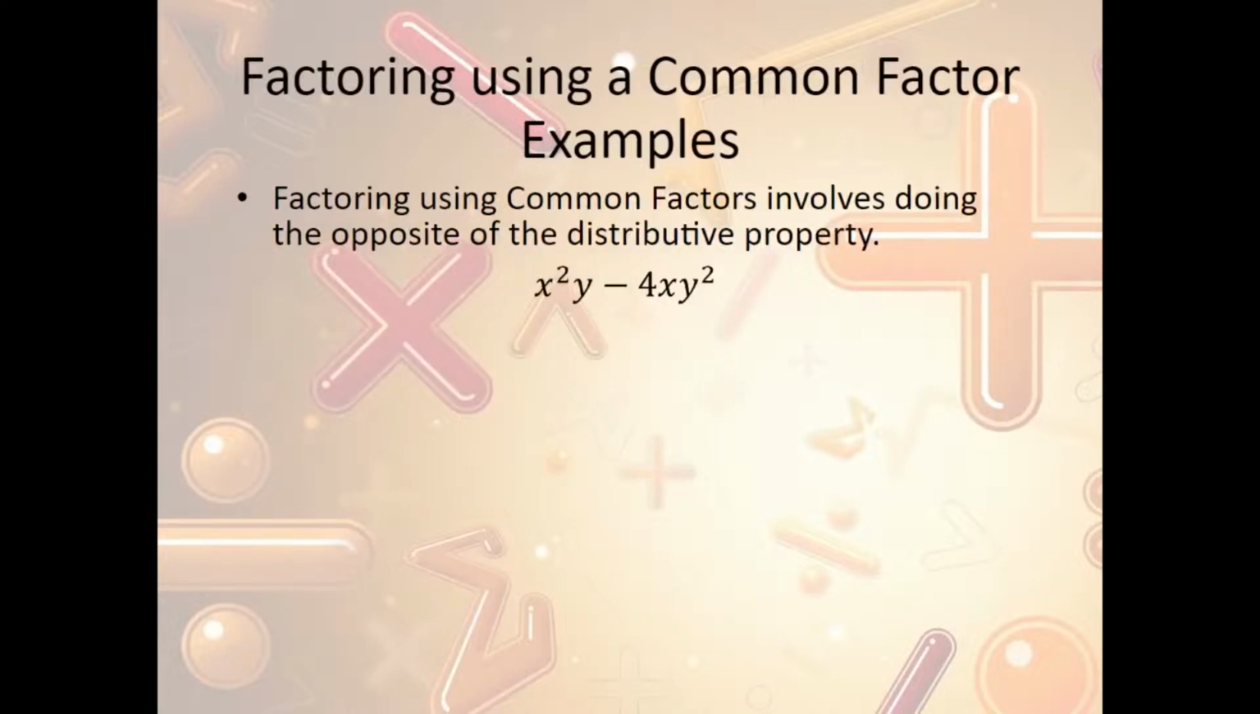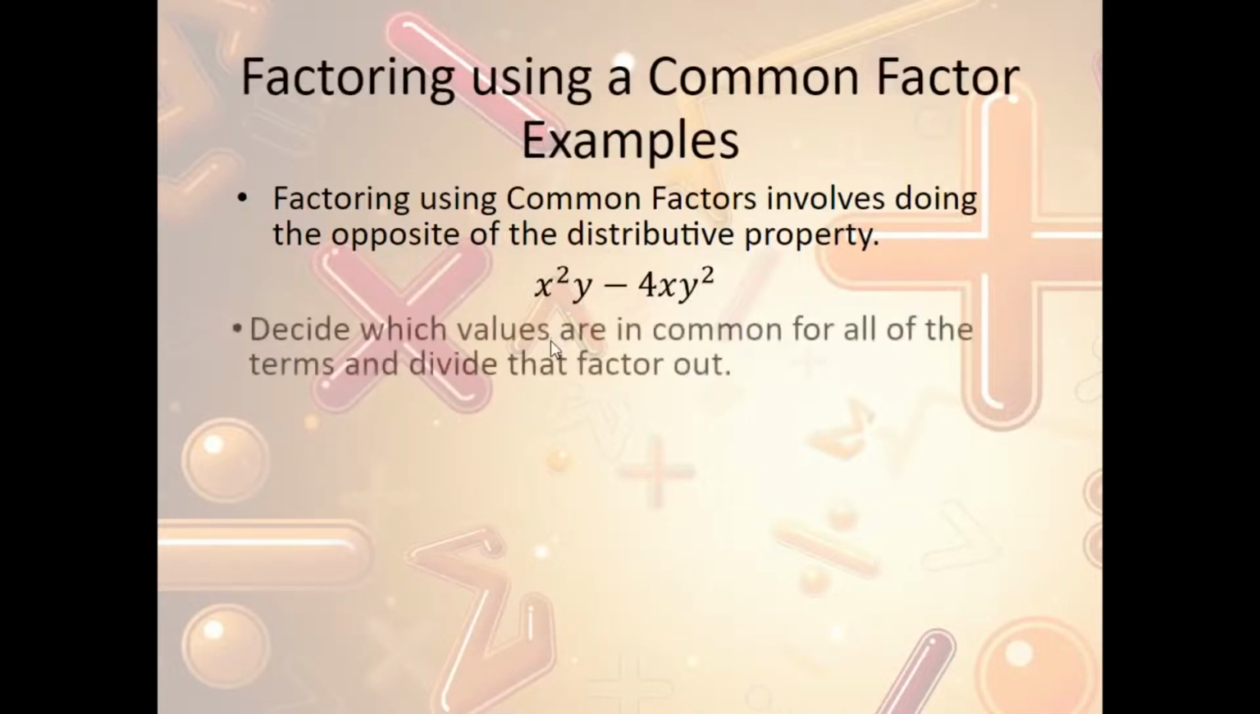Let's look at another example. We have x squared y minus 4xy squared. So we need to figure out what's in common. Well, we have a single x in common here, right? Because this x squared, there's not a squared here. So we can only pull one x out. And we have a y and a y squared. So we can pull one of those out as well. So we're going to pull out an x and a y. So we know that's what it's going to look like. xy times something is equal to this whole thing.